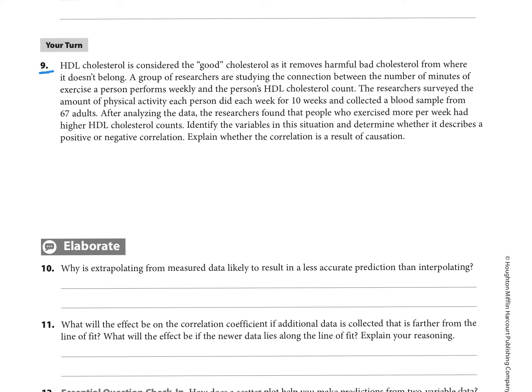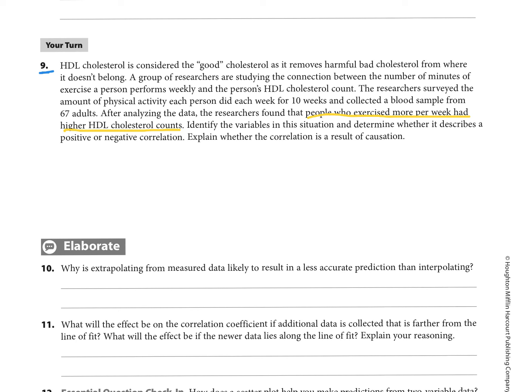All right, this next one. HDL cholesterol is considered the good cholesterol as it moves harmful bad cholesterol from where it doesn't belong. Okay. A group of researchers are studying the connection between the number of minutes of exercise a person performs weekly and a person's HDL cholesterol count. Okay, so you read on, and then it says, after analyzing the data, the researchers found that people who exercise more per week had higher HDL cholesterol counts.